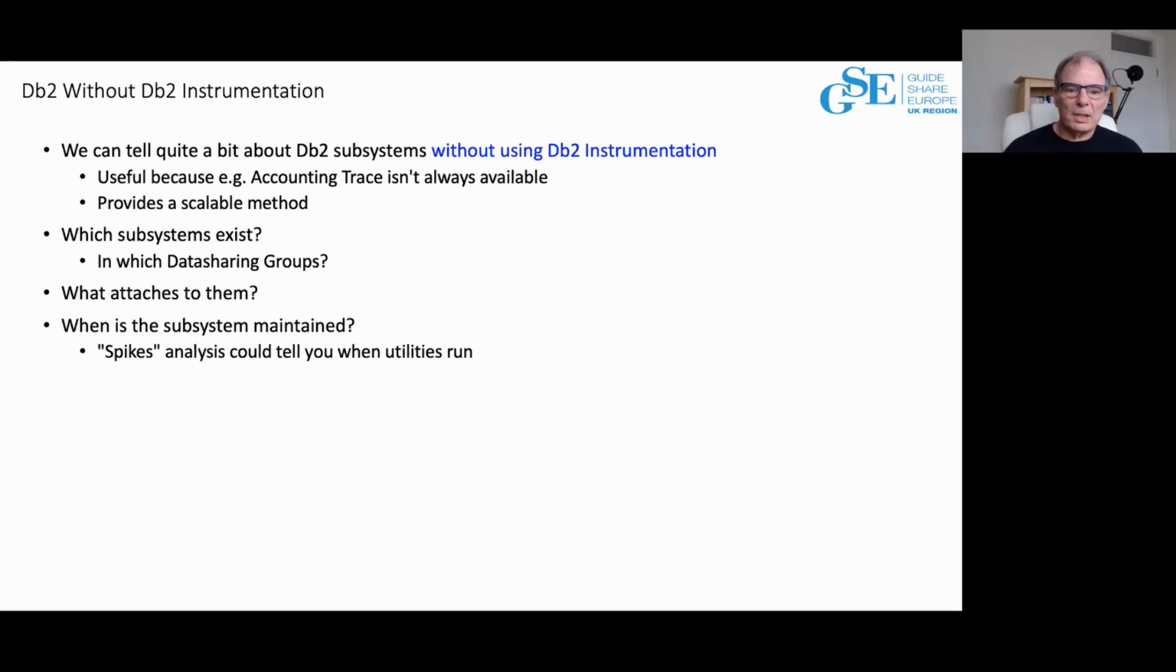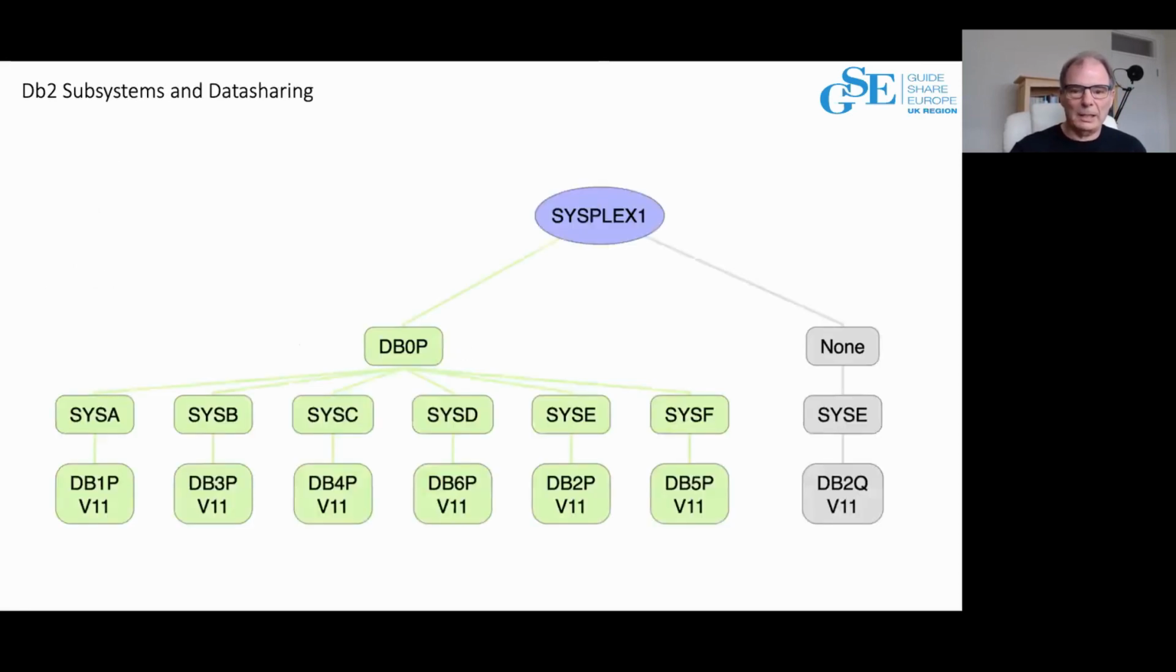So you can ask questions like, which subsystems are there? Well, that's fairly basic. And in particular, in which data sharing groups? And then what is it that attaches to them? And when is the subsystem maintained? So spikes in CPU for a subsystem address space might well tell you when utilities run, or something like that. So a lot of these questions can be answered without going to DB2 instrumentation, and they're beyond just performance.